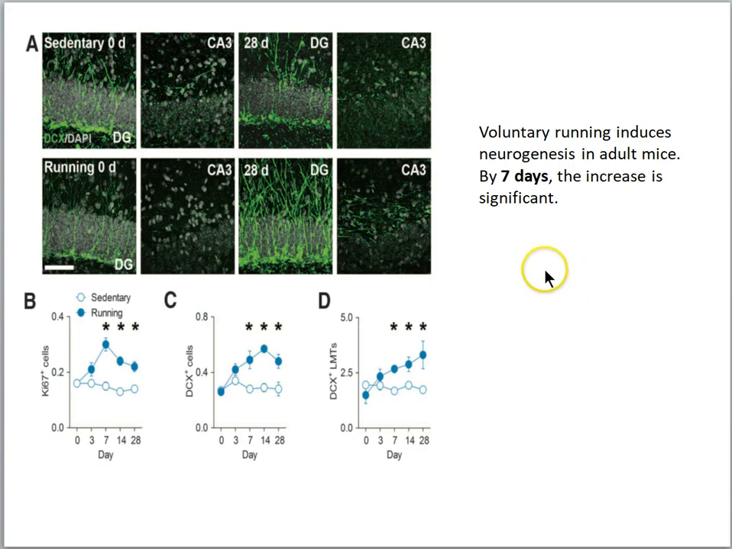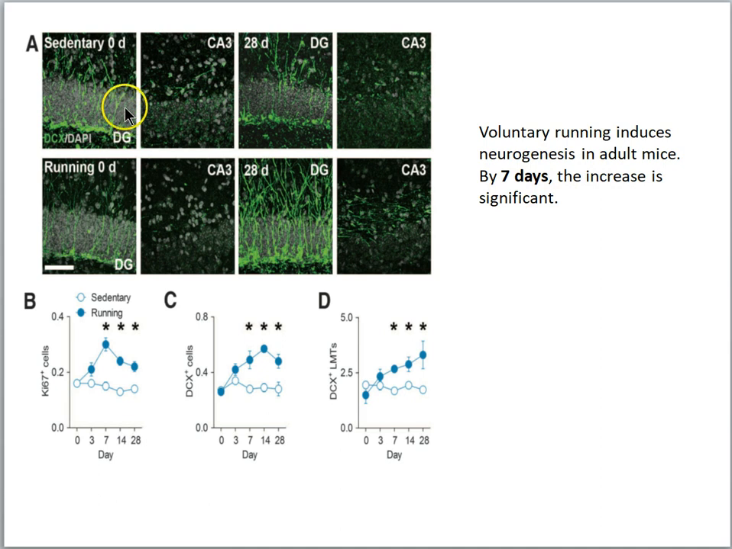Now, the researchers went on to see if they could manipulate neurogenesis, and other labs had discovered that exercise triggers neurogenesis. So Akers and colleagues are going to use a voluntary running procedure, and they in fact found that voluntary running does indeed induce neurogenesis in the adult mouse. And by 7 days, that increase is significant.